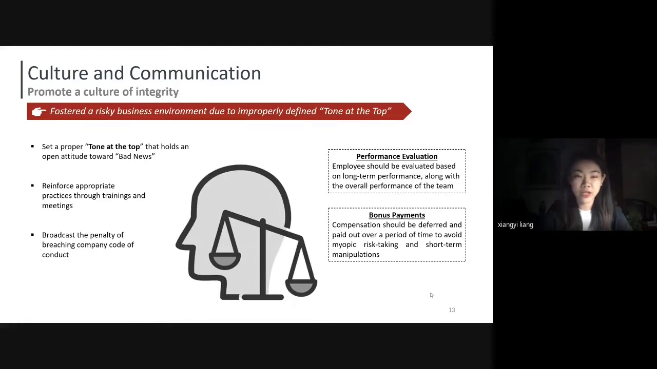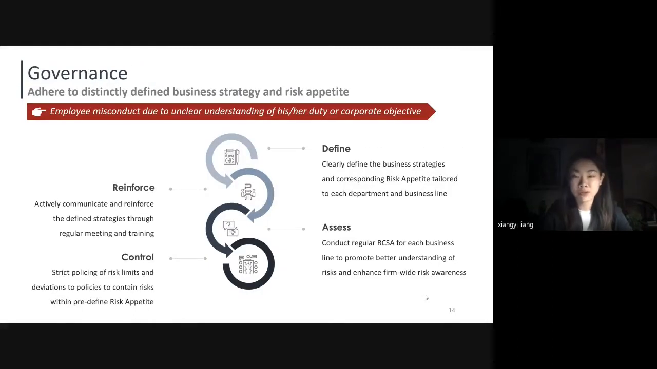We also believe a robust and well-rounded risk governance framework serves as the backbone for efficient risk management. In the case, although the strategies were said to be focusing on customer-based income, the option trading desk was still focusing largely on proprietary trading, indicating a misunderstanding of strategies among employees and leading to such a huge loss. Therefore, tailored business strategies and corresponding risk appetite for each line of business should be clearly defined and actively communicated through the various communication channels.